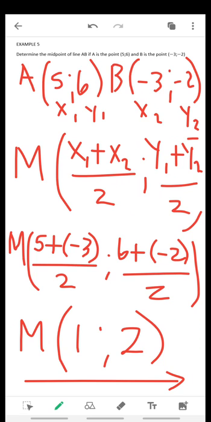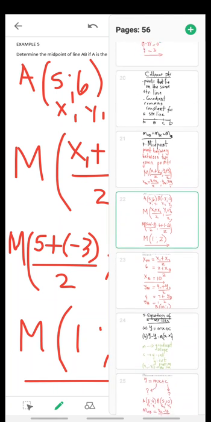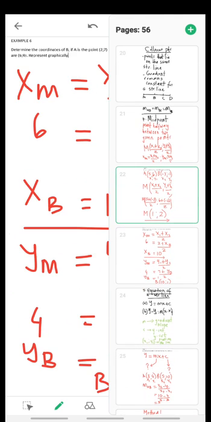Then 6 plus minus 2 in brackets over 2. You don't even need a calculator. This will be 5 minus 2 over 2, which gives you 1. Then 6 minus 2 over 2, which gives you 2. So the midpoint of line AB will be (1, 2). Okay. Now, let us move on to slide 23.